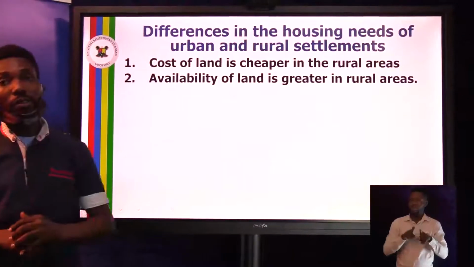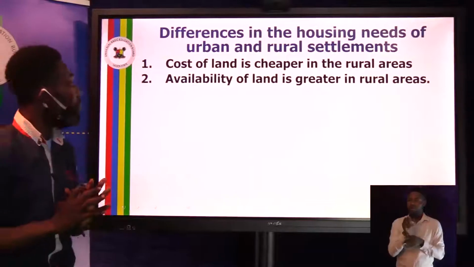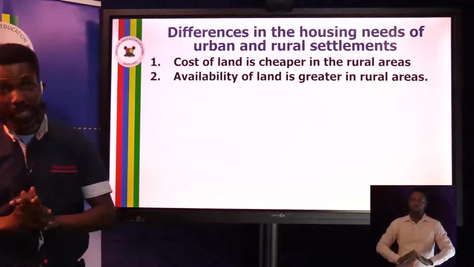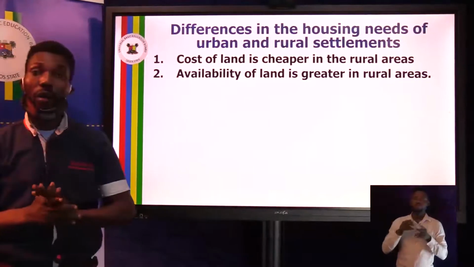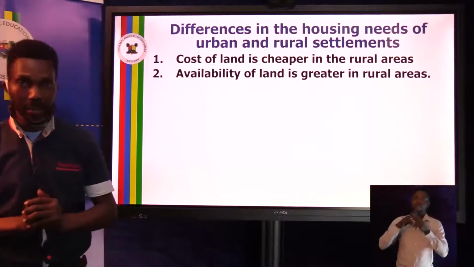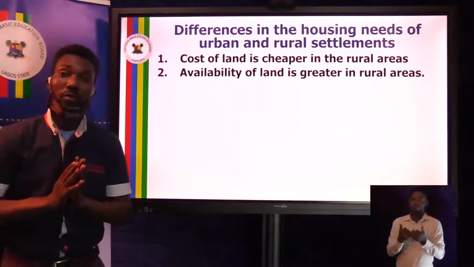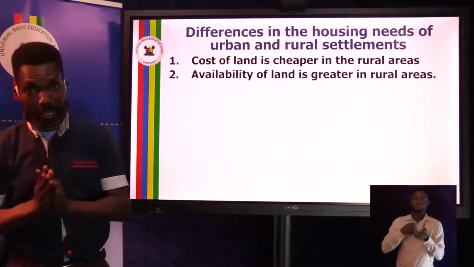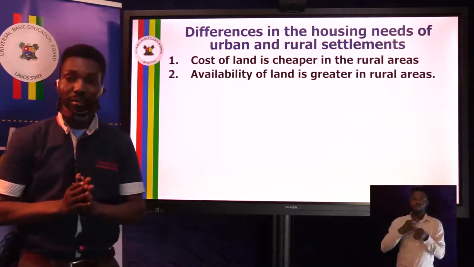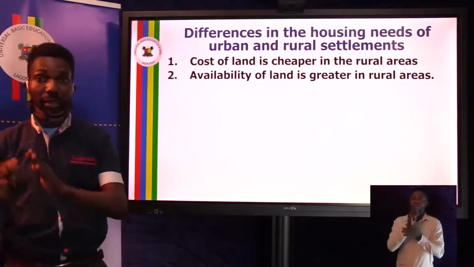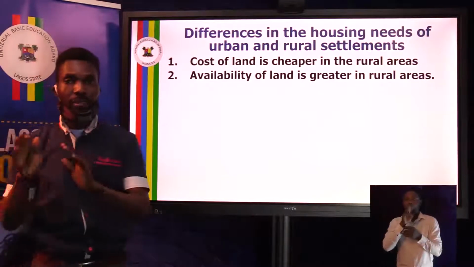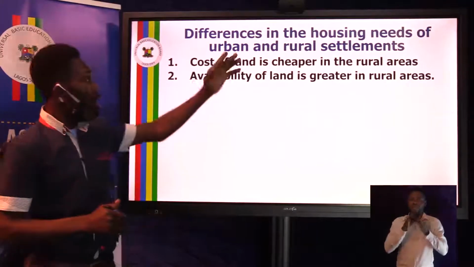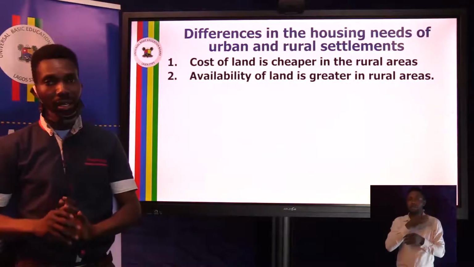Now we move on to differences in the housing needs of urban and rural settlements. When we talk about urban, we are referring to cities. When we talk about rural settlement, we are referring to the villages. Urban and rural. Is that clear, pupils? Now let's look at the differences in the housing needs of urban and rural settlement.